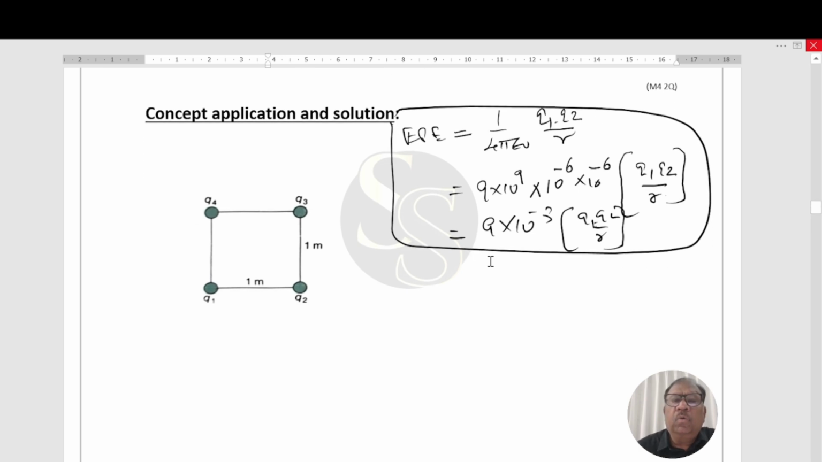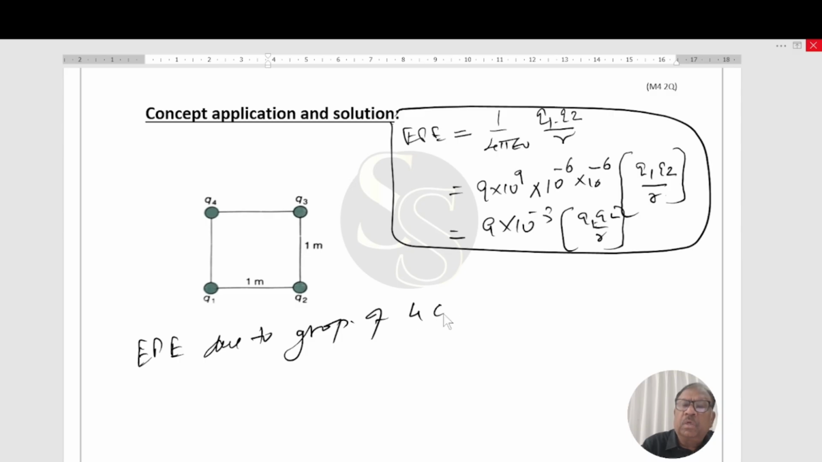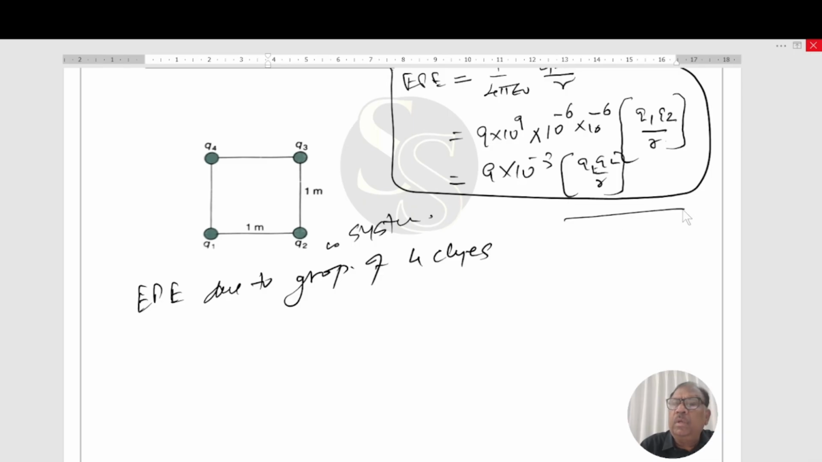Right? Now, electric potential energy due to group of 4 charges or system of 4-point charges. In this case क्या होगा? Total number of cases will be NC2 कह लीजिए या n(n minus 1) by 2. ये होगा 4 into 3 divided by 2, that is 6 cases will be there.